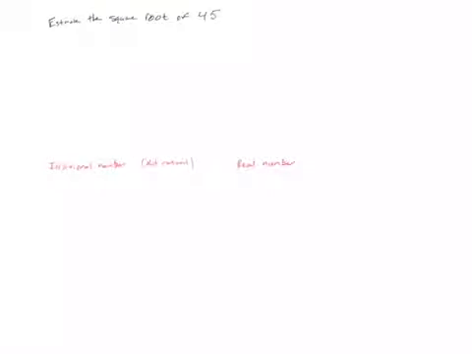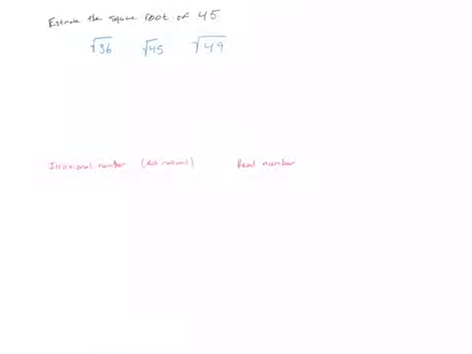So let's try one here. It says, estimate the square root of 45. What I'm wanting to find out is the square root of 45. So I'm going to try to think of a perfect square that's bigger than 45 and a perfect square that's smaller than 45. The first one I think of is 49. And then, because this is 7 squared, the next number down is 36. So that's 6 squared.